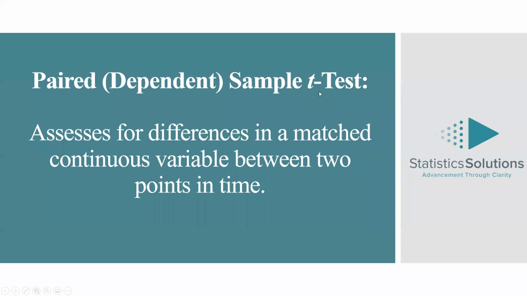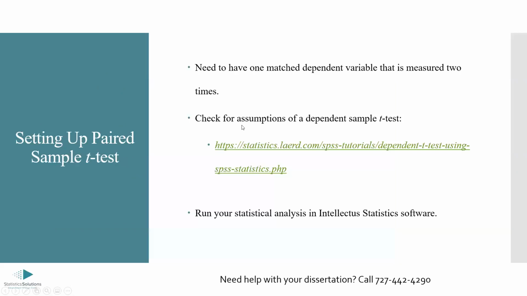We have a paired sample t-test, which is also called a dependent t-test. I've seen it used both ways. This is used when you're testing for differences in a matched continuous variable between 2 points in time. So the assumption here is that you're doing a pre-test and a post-test. Same participants that take your pre-test, they come back and they take a post-test after an intervention or after some activity that happens in the middle. So this is when you do a paired sample t-test.